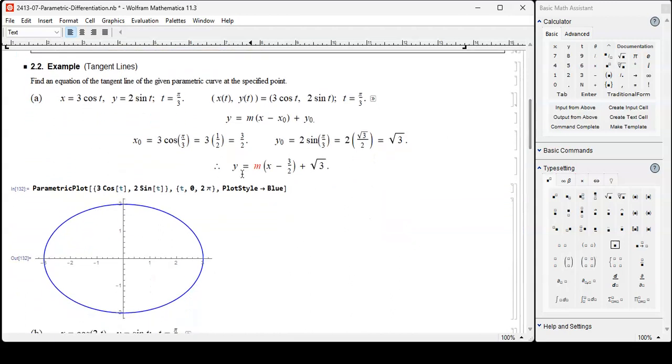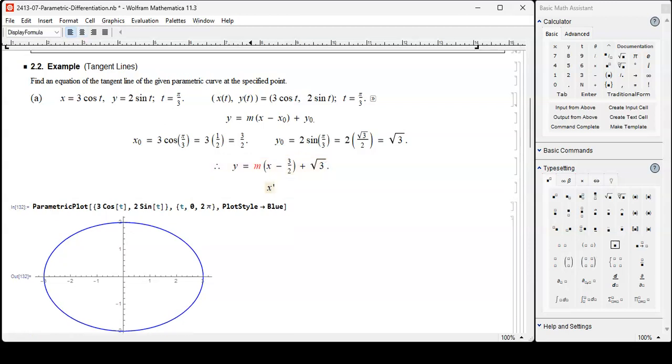So here, finding x naught, finding y naught, that's easy. Finding the slope needs some work. We need to take the derivatives, get y prime over x prime, and then plug in the value. Can you do that? Well, let's go ahead and do that. X prime, what's the derivative? Here, x is 3 cosine of t, so negative 3 sine of t. Cosine becomes negative sine, and 3 is just coefficient.